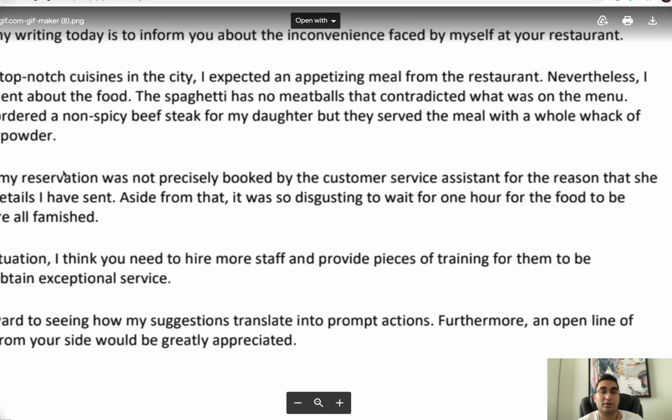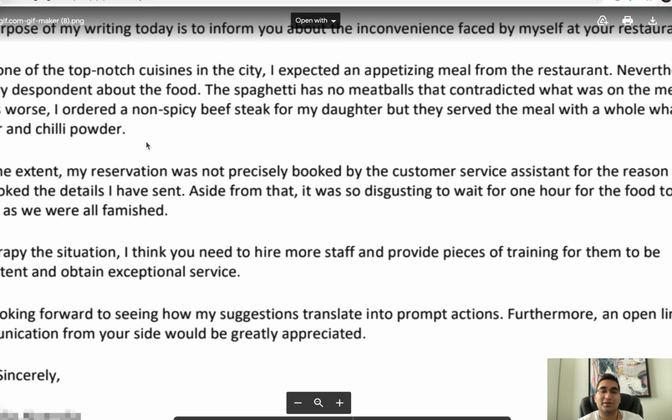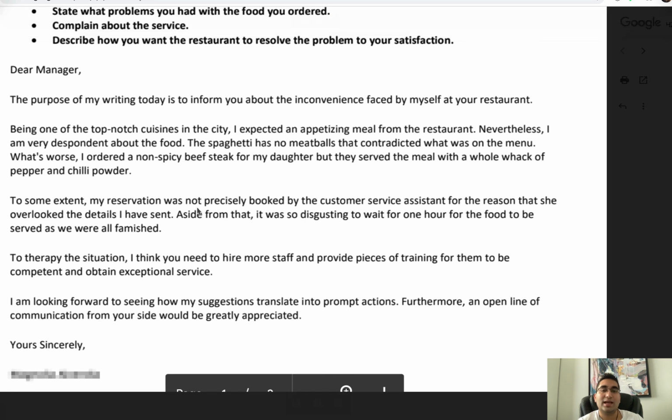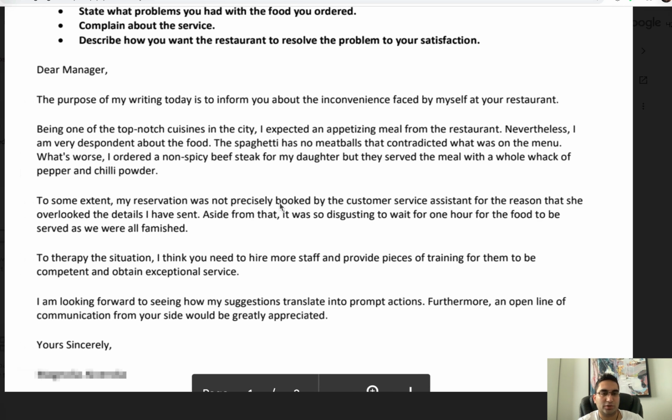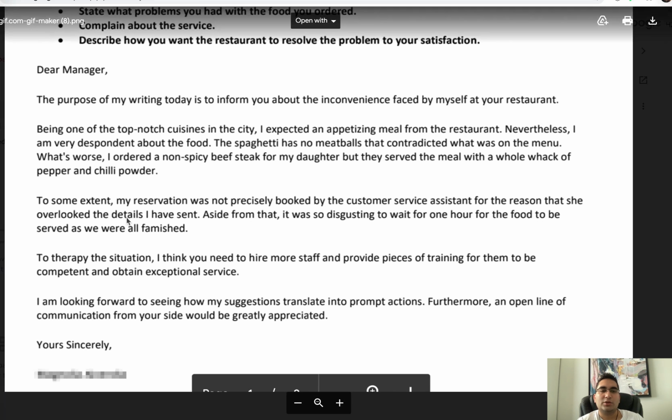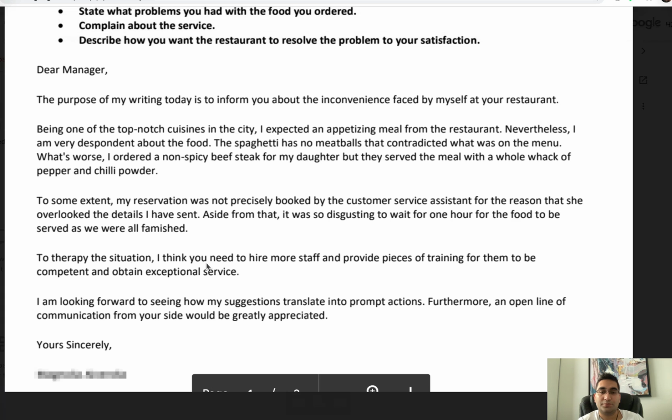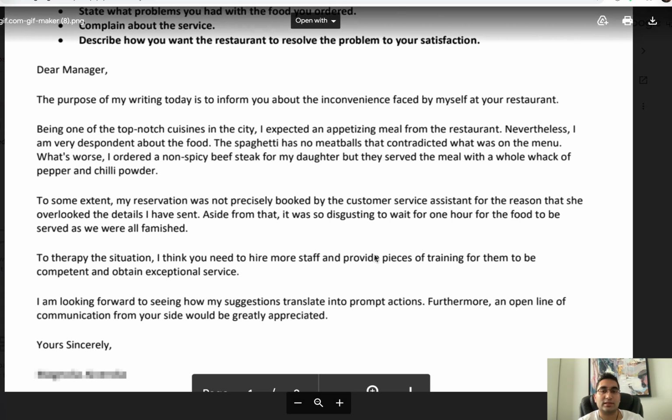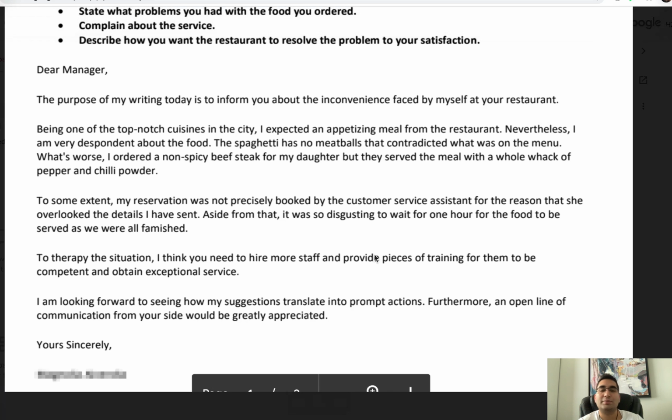Connectors are pretty good. They're also considered fancy. A whole whack of pepper and chili powder. Again, it's fancy. "Precisely" is good. It's an adverb. It's not fancy, but it's an adverb. The more you put, the more range of vocabulary you would have. So that's nice to see. And overlooked, fancy. Famished, fancy. Exceptional, fancy. Competent, fancy. These are all fancy words, so great use of vocab.